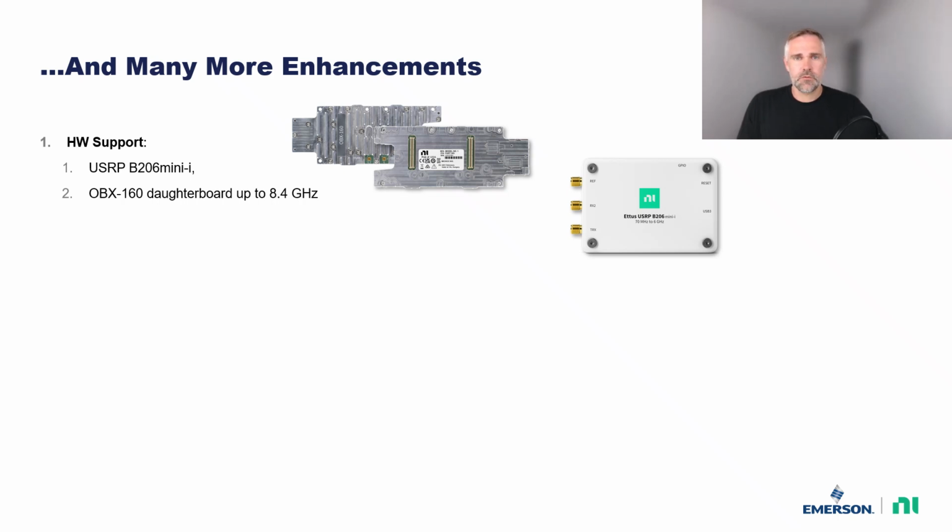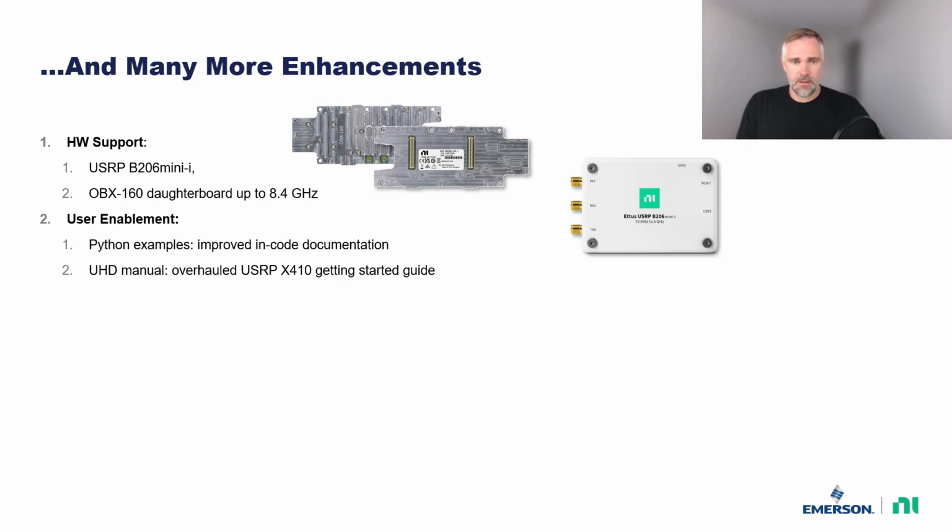I'd like to highlight a few more updates in UHD 4.9. So firstly, we added support for our most recent USRP, the B206 Mini, and our latest RF daughter board, the OBX. Then we improved our documentation to make it much simpler for users to get started.